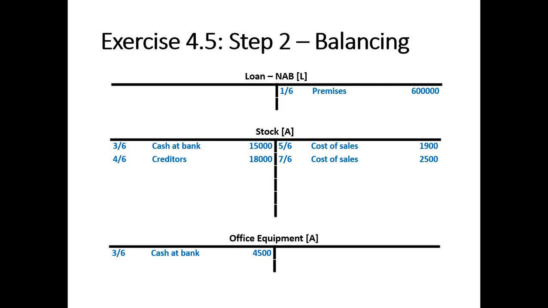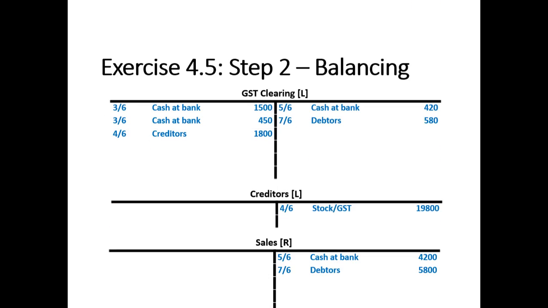Stock is an asset, we're always going to have a debit balance there, so if we add those two debits together, we'll get 33,000. We're going to put that on the other side, and then we're going to subtract away the two credits here, and when we do that, we'll get a balance of 28,600, and we'll carry that down on the first day of next period. Don't need to balance office equipment.